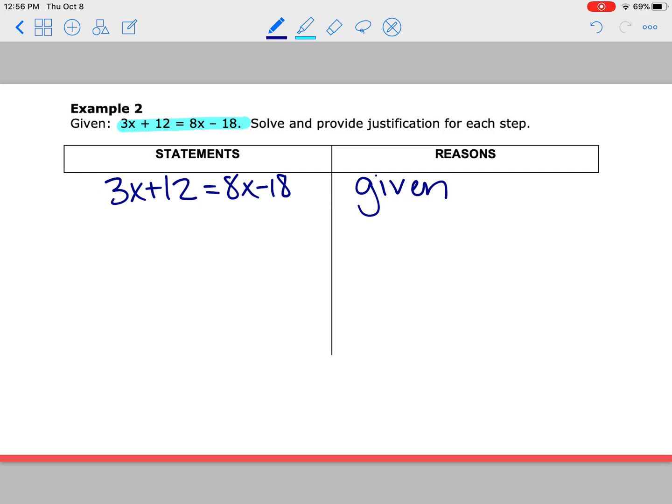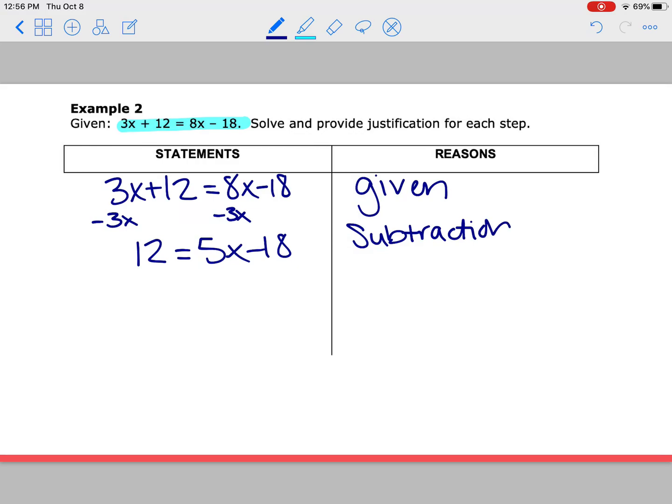Then let's say, a lot of options here, but let's say just to be consistent, we decide to move the 3x over. So if we subtract 3x, and again I'm just writing it little just to remind myself what we did, we would get 12 equals 5x minus 18 because we use the subtraction property. Next step would be that we added 18 to both sides. And when we do that, we would get 30 equals 5x because of the addition property.